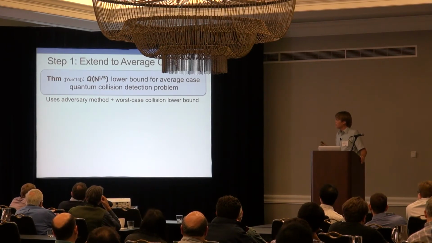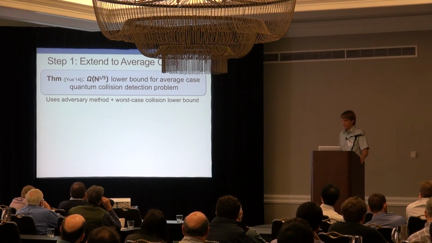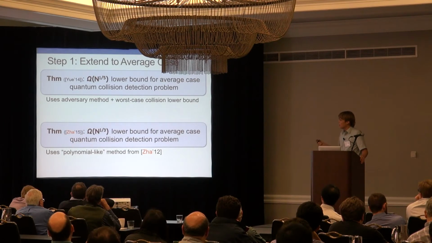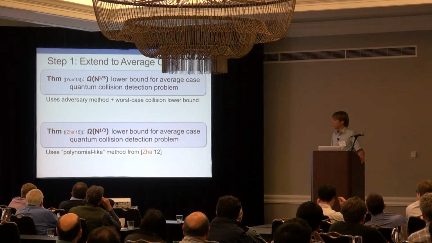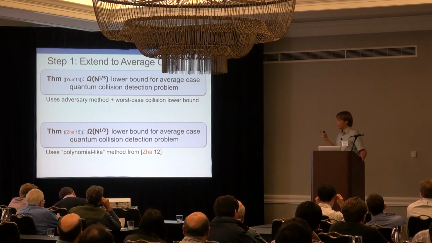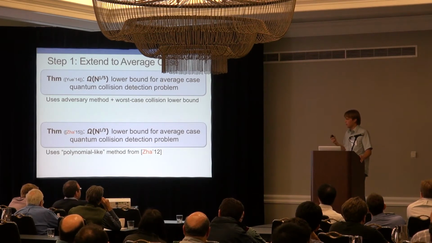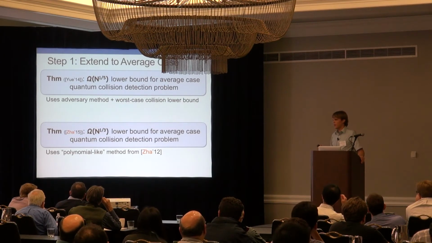Henry Yuan, a couple years ago, or last year I guess, proved an n to the 1/5 lower bound using the adversary method in combination with the existing worst case lower bounds. And then I was able to improve this to the optimal n to the 1/3 using some polynomial-like method from a paper of mine a couple years ago. But these are still lower bounds on the quantum query complexity of the detection problem. But we're interested in the collision problem.